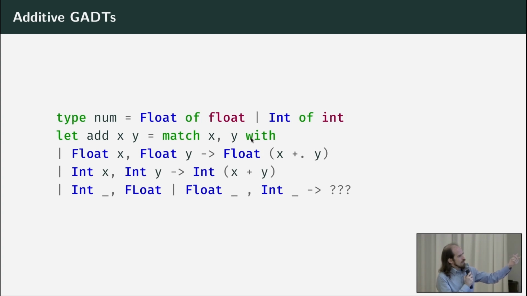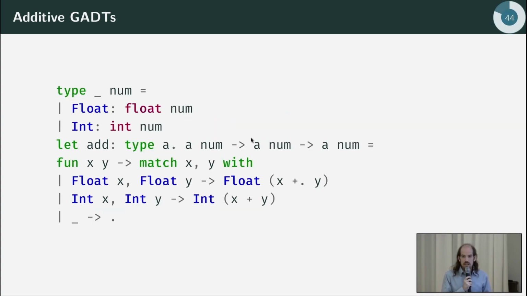But you are left with this weird case where you have an int on the left side and a float on the right hand side, and you don't know how to handle them. You didn't want to handle them. And a good solution for that are the GADTs.